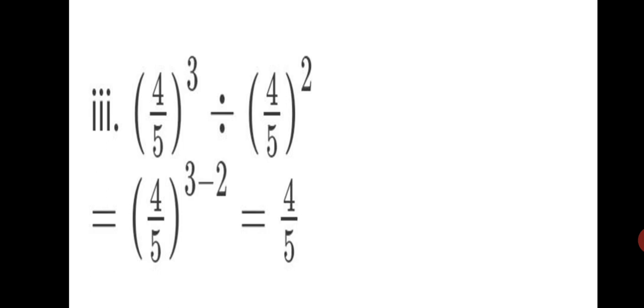Third sum. 4 upon 5 raised to 3 divided by 4 upon 5 raised to 2. Now 4 upon 5 is our base. We write it and then we subtract the index. 3 minus 2 is 1. So the final answer is 4 upon 5 raised to 1, or you can simply keep it as 4 upon 5. It's one and the same.